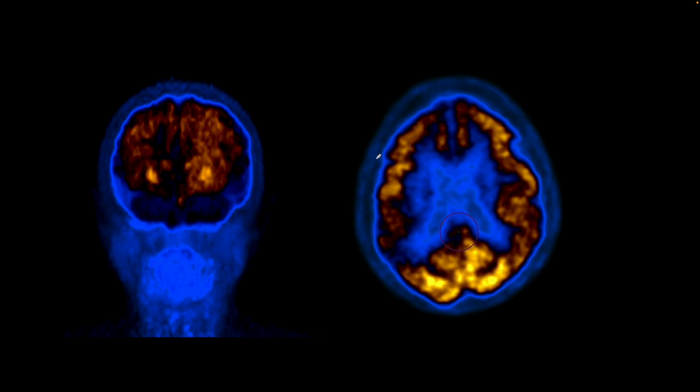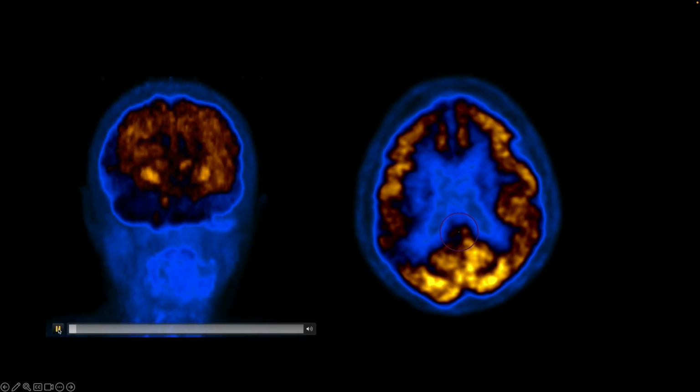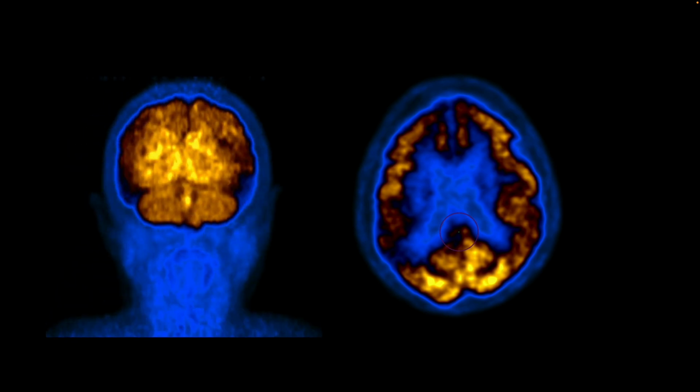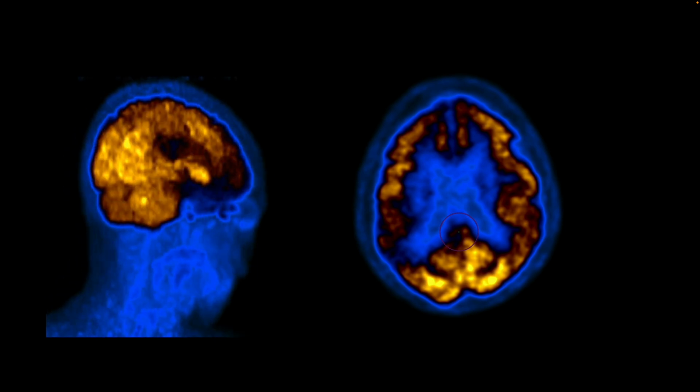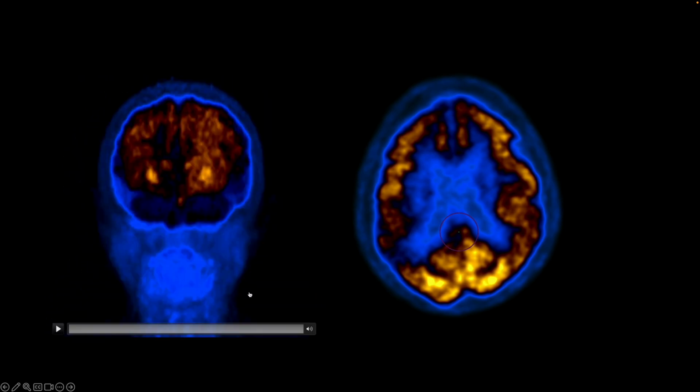This is a patient who presented with cognitive decline, and we performed a FDG PET-CT of the brain. Here we see the findings classic for Alzheimer's disease.